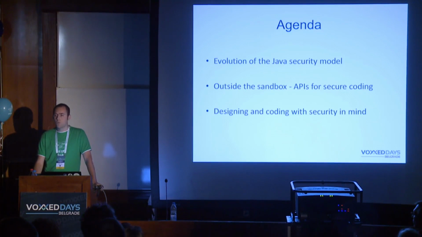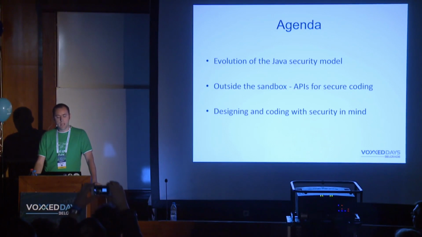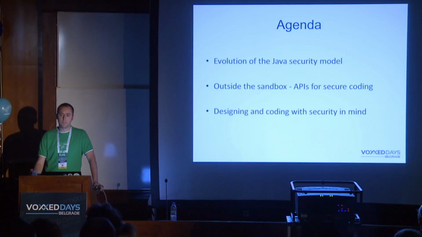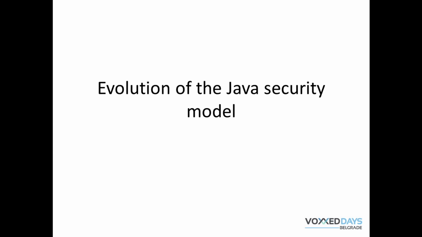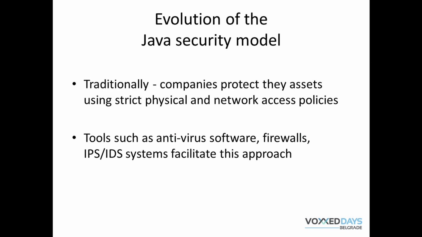And in this talk, first we'll discuss the evolution of the security sandbox model in the Java platform. What is actually this sandbox model? Then we'll discuss shortly the supporting APIs that are built around this sandbox model in the Java platform. And at the end of the talk, we'll discuss shortly some best practices that you need to apply when you develop your Java applications, and that you need to think about when you already know what the security sandbox model is about.